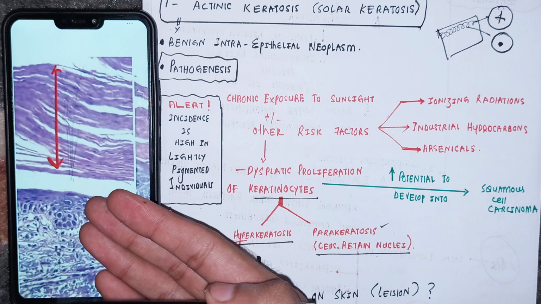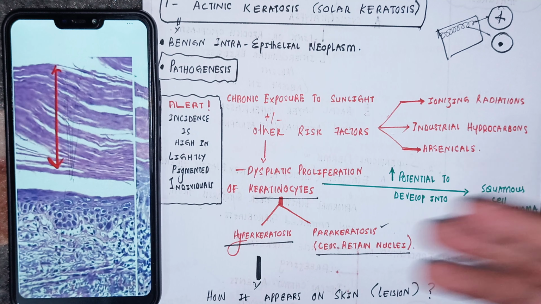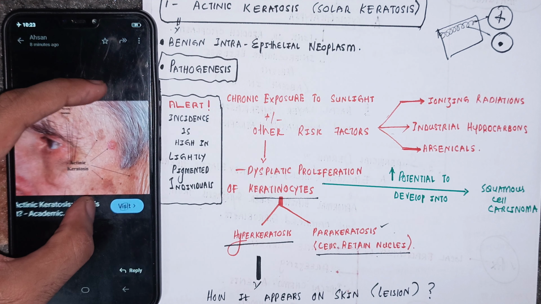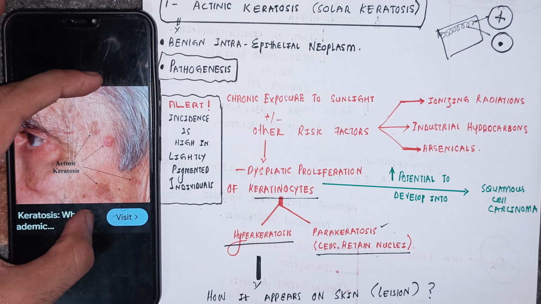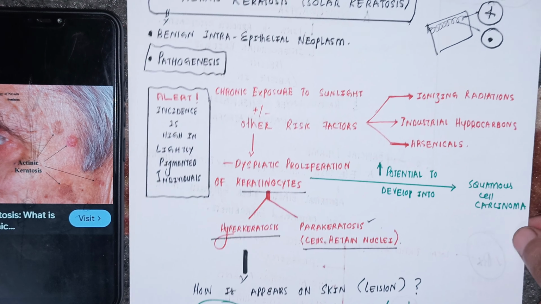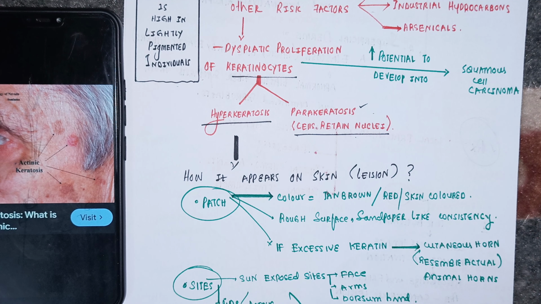But how does this condition appear on the skin, how does it look, what is the appearance of this actinic keratosis on the skin? Let me show you. This is how it appears on the skin, beta. Can you see the line of the actinic keratosis? Let me quickly set it here.